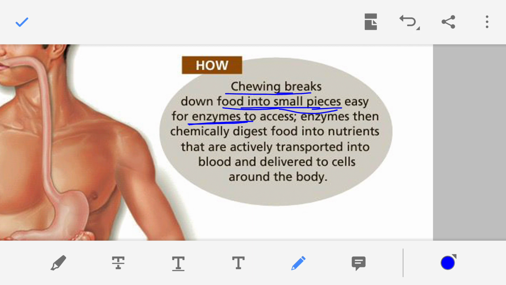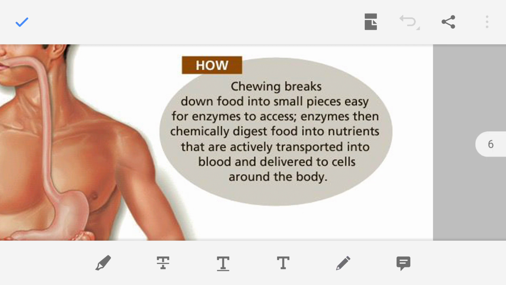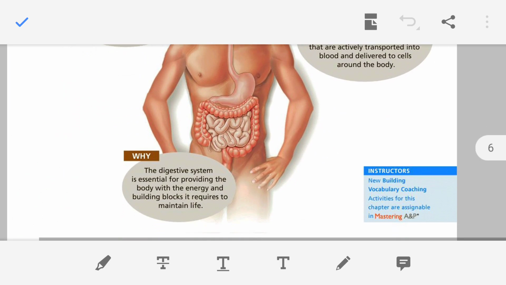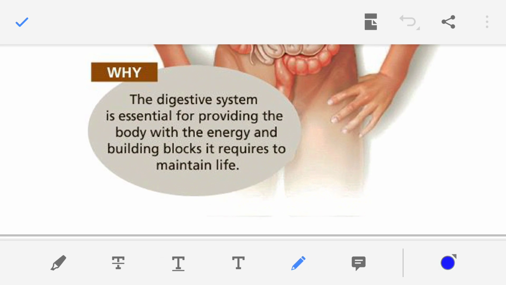Once the food is chewed, the enzyme starts to act upon the chewed food, and this enzyme starts the chemical digestion of the food. After the chemical digestion, the nutrients enter into the blood, and via the blood and the lymph they enter into the body cells. This is how the digestive system works.